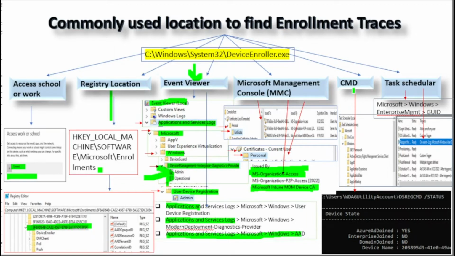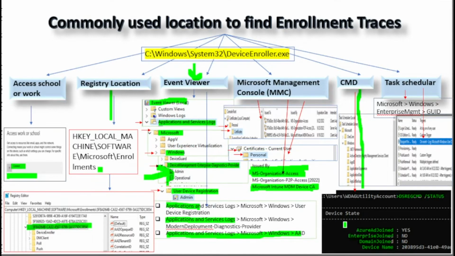Then we can check the command prompt. With the help of command prompt, we can run this command, dsregcmd /status, and we can find whether the machine is Azure AD joined, workplace joined, or domain joined, what the name of the machine is, as well as the same thing with user status. And if you drill down a little bit in this command result, we'll see that the machine has some MDM URLs also. So it is a very useful command when you are going to troubleshoot things.